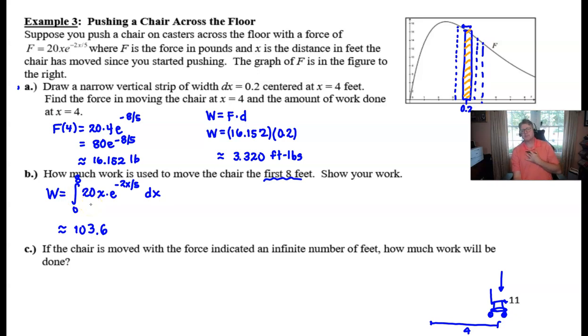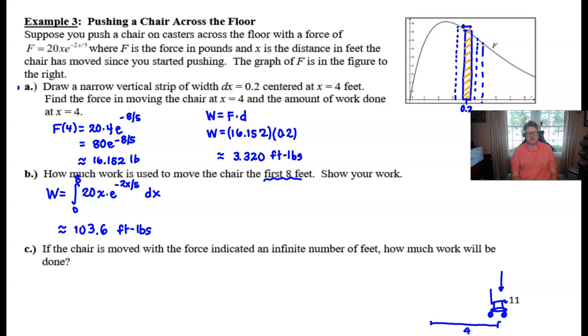In my particular curriculum at my school, integration by parts has yet to be taught. And so that's why we're still going to use the technology here to do this problem. But you could practice your integration by parts skills if you'd like on that particular problem. So we get this 103.6 foot-pounds.